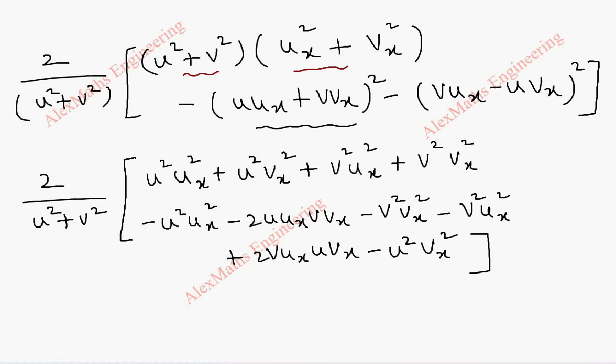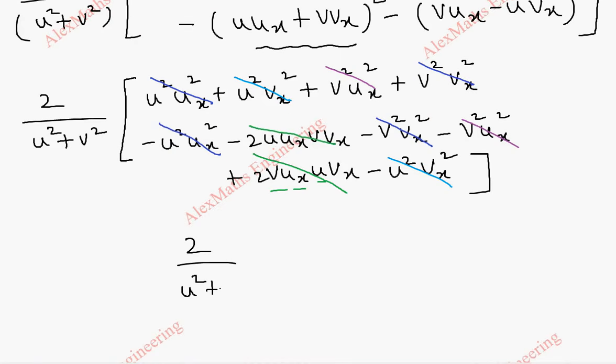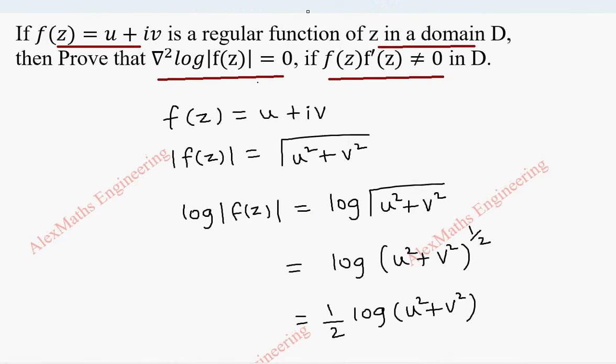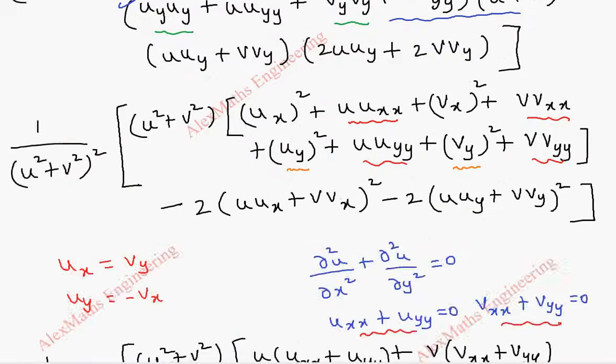Let's see if anything gets cancelled. Actually minus 2u ux v vx, and even here u ux v vx, so plus and minus terms we can cancel. Similarly u square ux square minus u square ux square, and v square vx square minus v square vx square, we can cancel. Then we have u square vx square, even this we can cancel, u square vx square minus u square vx square. Then finally one more term, which is v square ux square minus v square ux square, everything gets cancelled, so finally it is 0. So 2 by u square plus v square into 0 gives 0, which is nothing but the right hand side. So we took the left hand side of the given expression and we proved it is 0, which is the right hand side of the given expression.